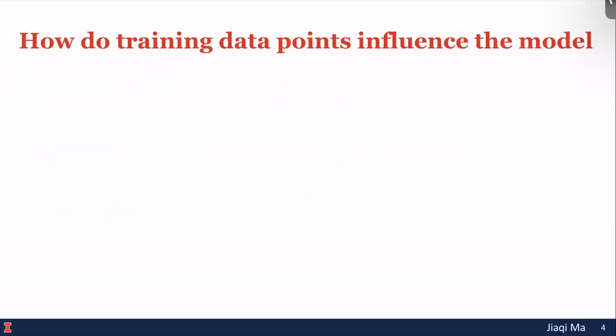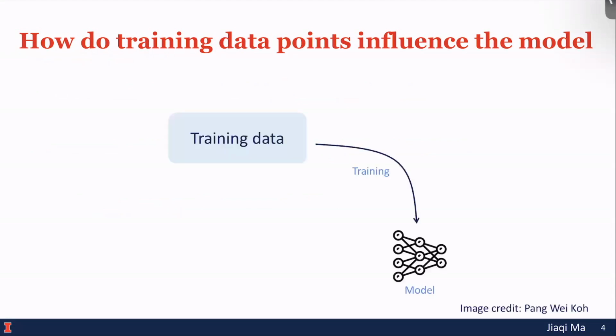At a high level, the goal of the influence function is to understand how individual training data points influence the model's behavior. In a standard machine learning pipeline, we have training data, and we train a model using this training data set. Then we have some test data, we make predictions on this test data point and do some evaluation.